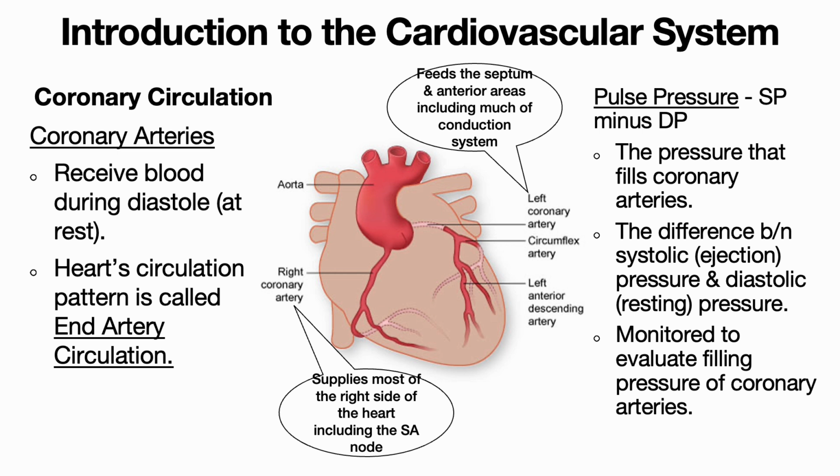The pulse pressure. So this is systolic pressure minus the diastolic pressure. And this pulse pressure is the pressure that fills coronary artery. And this is the difference between systolic pressure or the ejection pressure and diastolic or resting pressure. And this is monitored in order to evaluate filling pressure of coronary arteries.